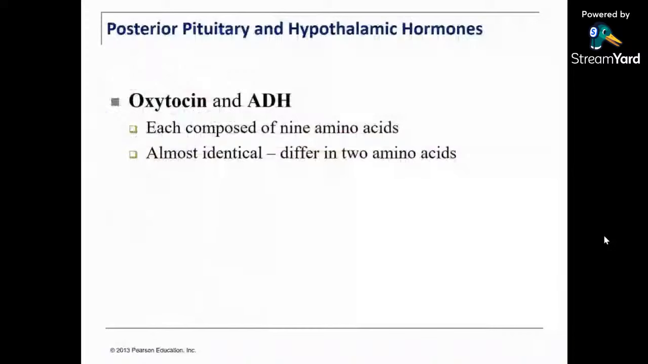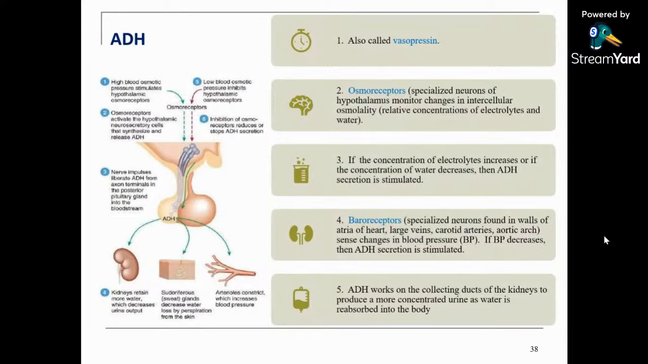Posterior pituitary and hypothalamic hormones: oxytocin and ADH are almost identical, differing by only two amino acids. ADH, also known as vasopressin: high blood osmotic pressure stimulates hypothalamic osmoreceptors. These osmoreceptors activate the hypothalamic neurosecretory cells that synthesize and release ADH. A nerve impulse liberates ADH from axon terminals in the posterior pituitary into the bloodstream, where it acts on the kidney to retain water, acts on the sweat glands to decrease water loss by perspiration, and also helps with vasoconstriction.